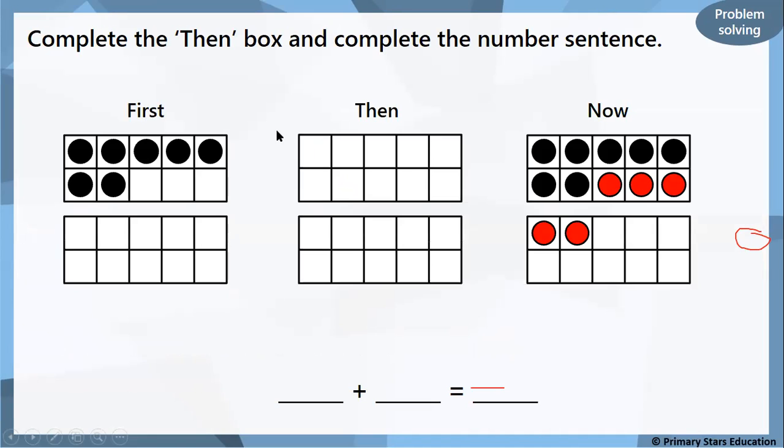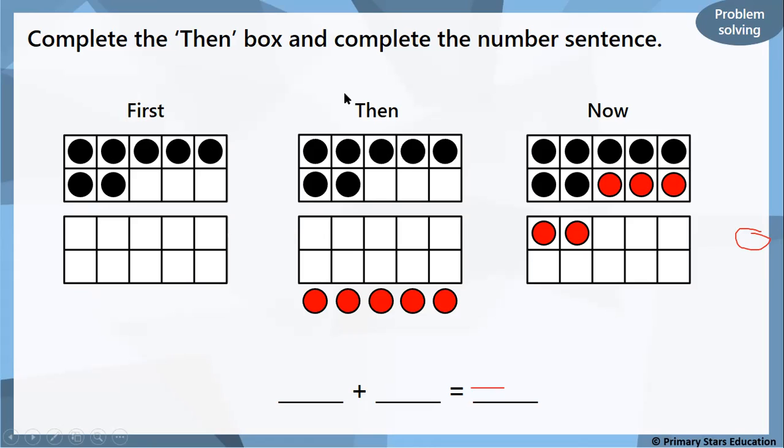Complete the then box and complete the number sentence below. So, how many counters do I have at first? Let's count them together. Are we ready? 1, 2, 3, 4, 5, 6, 7. So, oh, I shouldn't have done that. Sorry, guys, just revealed the answer. So I'm starting off with 7 counters. Can you write that down on your whiteboard, please? Write down the number 7, check it's the right way around. Excellent.